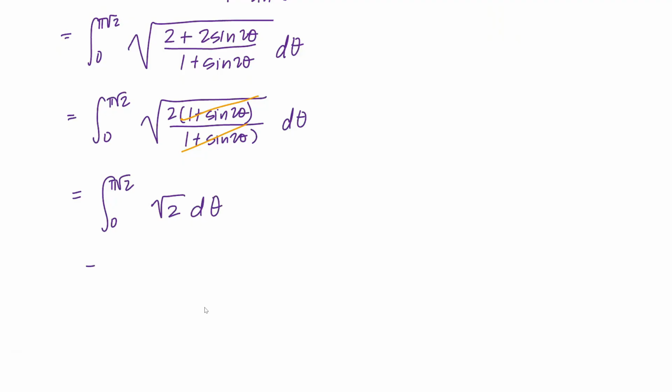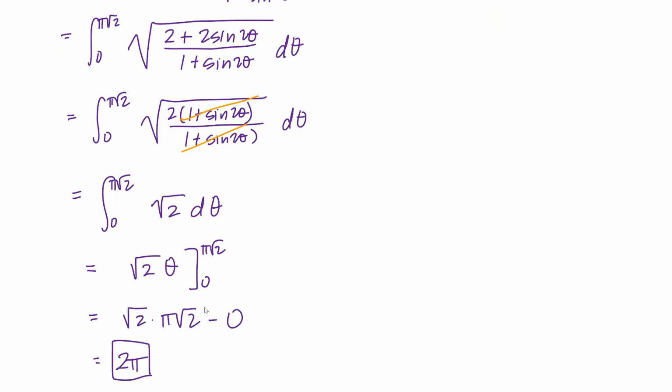We're integrating with respect to theta, so it's going to be radical 2 theta, evaluated from 0 to pi times rad 2. We'll plug in that pi times rad 2. If we plug in 0, we get 0. Rad 2 times rad 2 is 2. All that work, and we end up with 2.